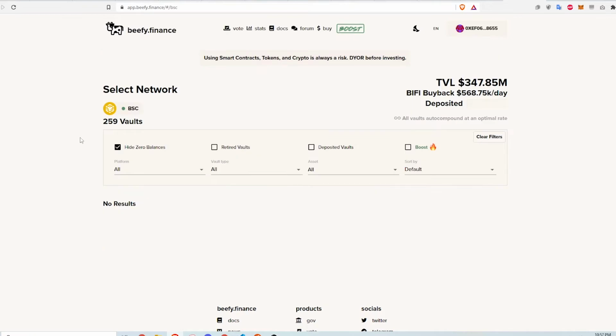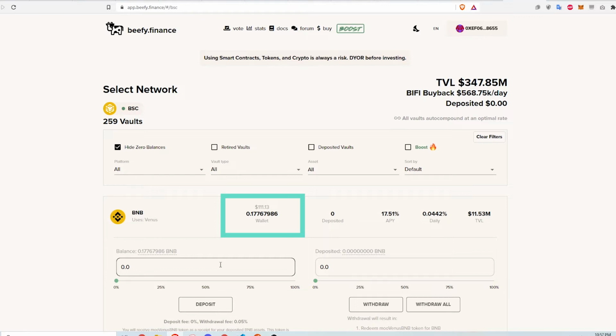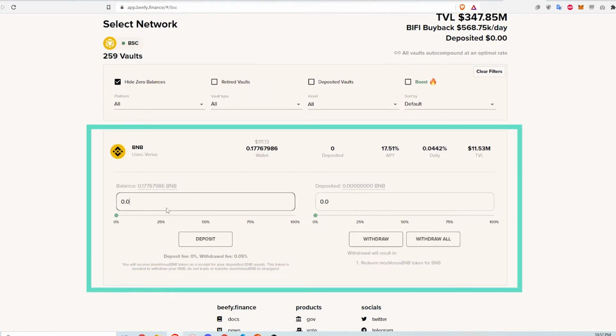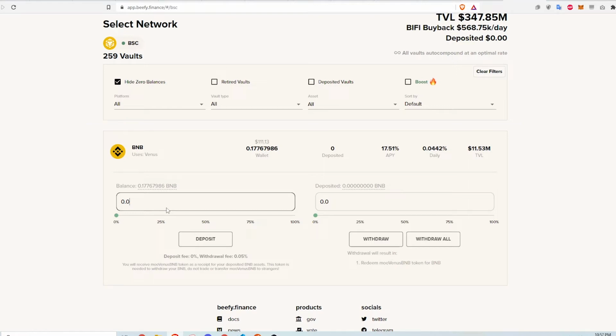Beefy automatically detects the amount of unstaked BNB tokens in my MetaMask wallet. Here I have about 0.18 BNB coins. Beefy currently only has one vault for me to stake my coins in, and it offers about a 17% APY interest rate that changes with time. Also, it shows the current total value locked on the Beefy platform, which is the total amount staked by Beefy's users. Total value locked is a measure of the health of a DeFi platform.